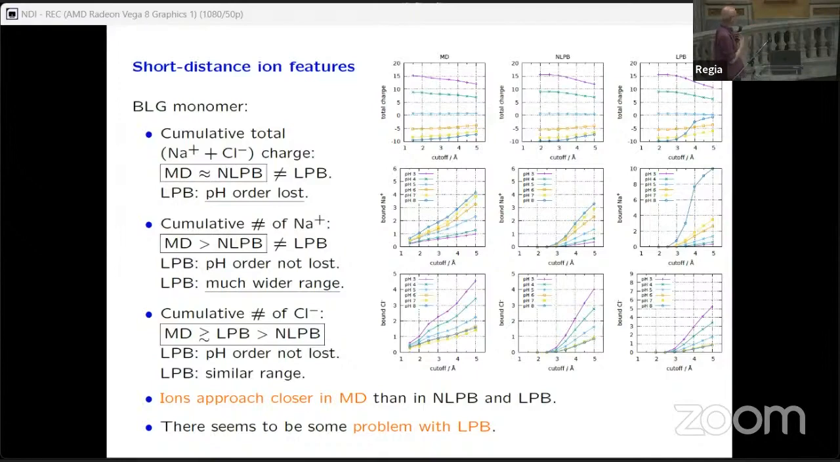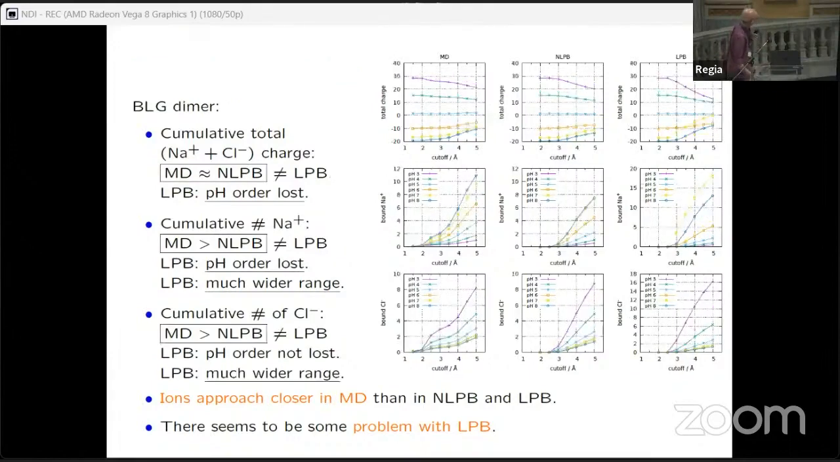But overall, what we get from this picture, and this is for the monomeric form only, is that ions approach closer in the case of the MD simulations, which is the left row. If you compare the left with the middle, which is nonlinear Poisson-Boltzmann, you can see that the ions approach closer in the case of the MD. You start accumulating the number of ions much earlier than in the PB case, which is interesting. And again, you have this problem with the linear form.